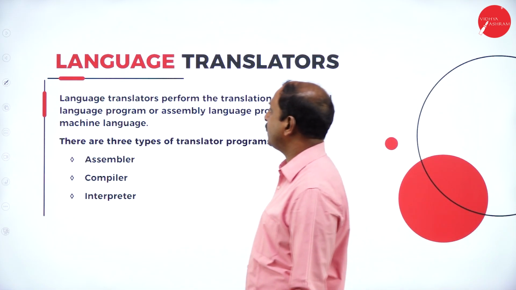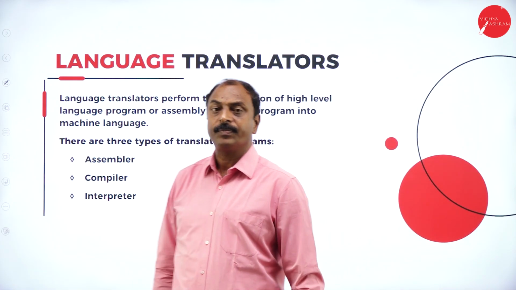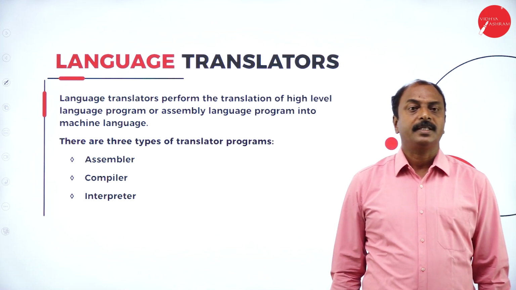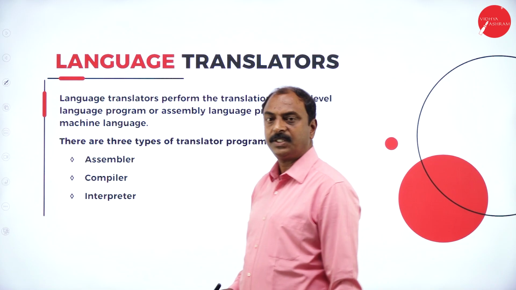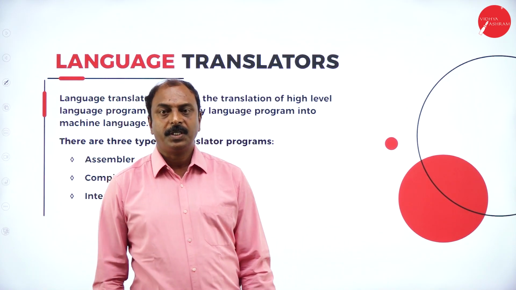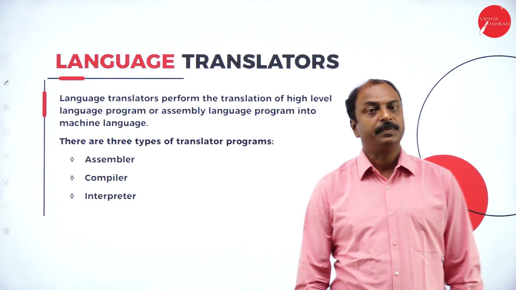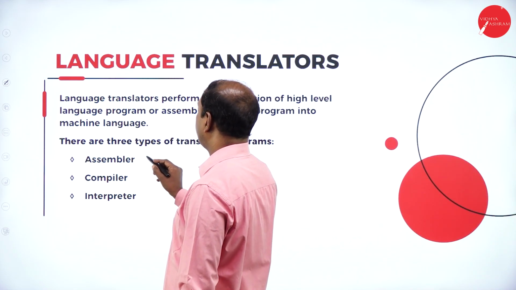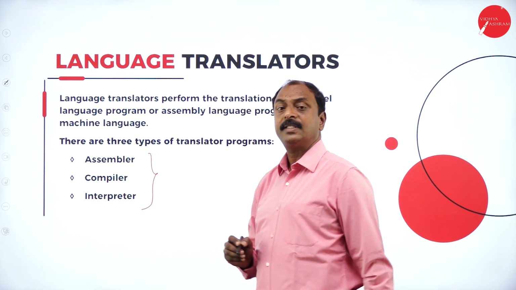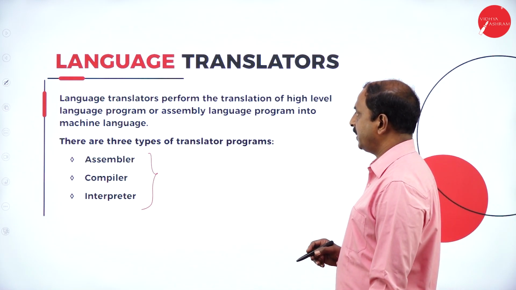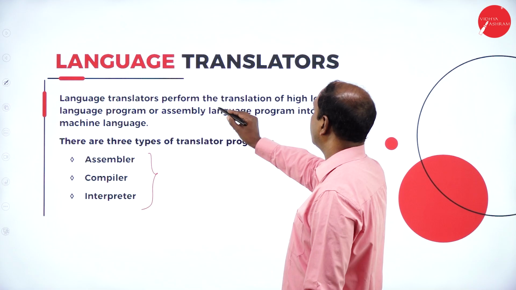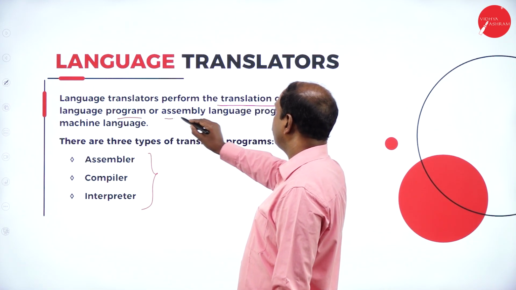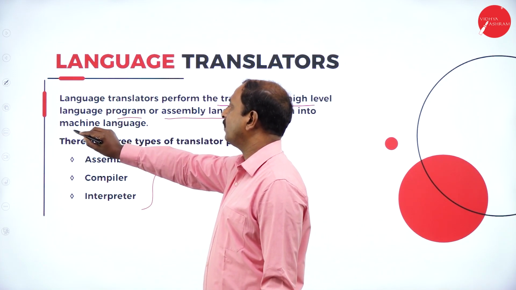The next concept is the language translator. In general, what is the meaning of a language translator? It is a conversion from one language to another language. With respect to computer programming, we have three kinds of language translator. And what is the purpose of a language translator? It performs the translation of a high level language program or an assembly level language program into machine level language.